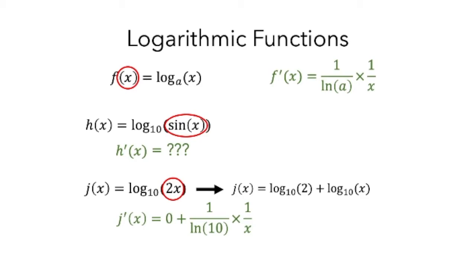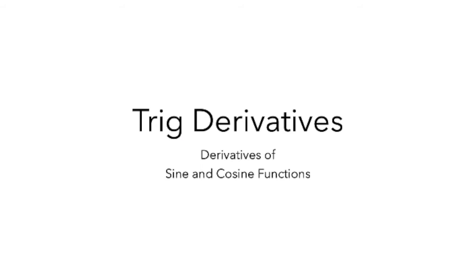So now we have seen a rule for computing derivatives of logarithm functions and some examples of how to use them. Lastly, let's look at trigonometry derivatives, specifically sine and cosine functions.